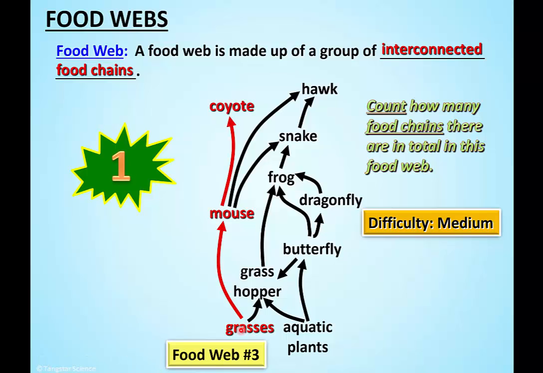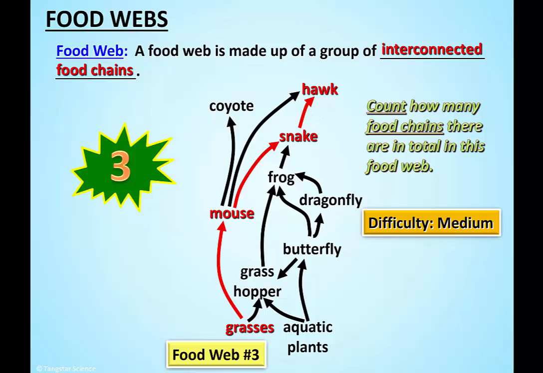Number 1, we start always with grass. Now here's what people mess up with a lot of times. They don't know where to start this food chain, this food web. Where does it all begin? It always begins with the plants. Find them first. So here's 1. Here's 2. There's the third one.